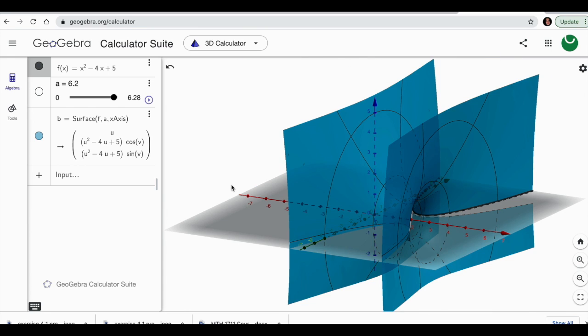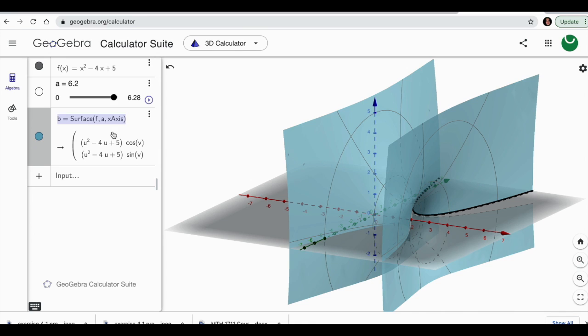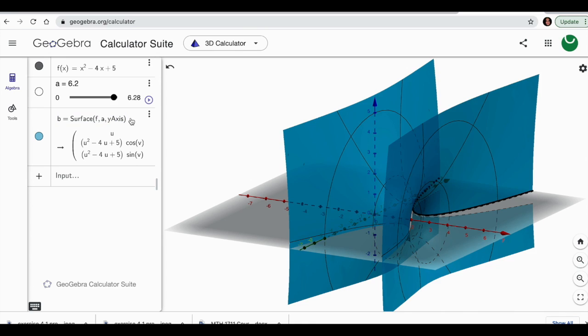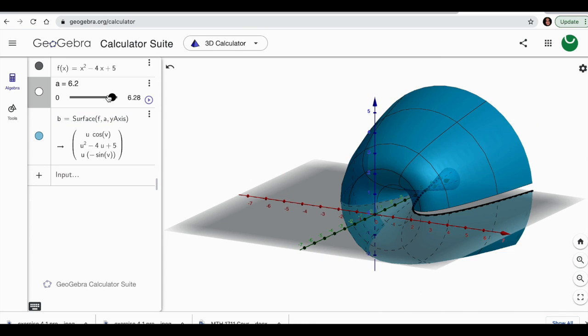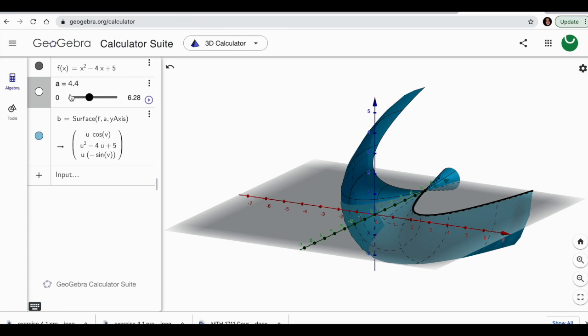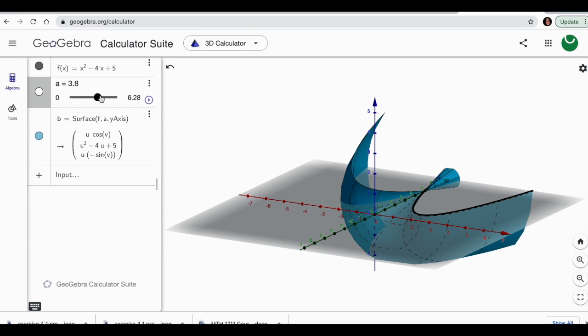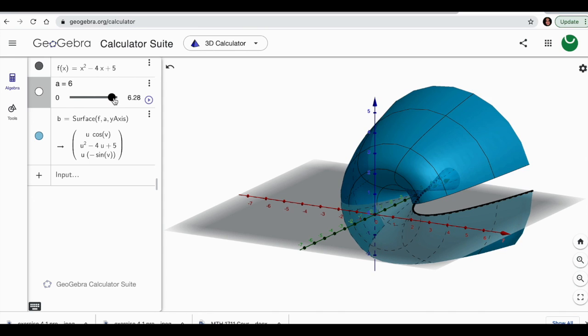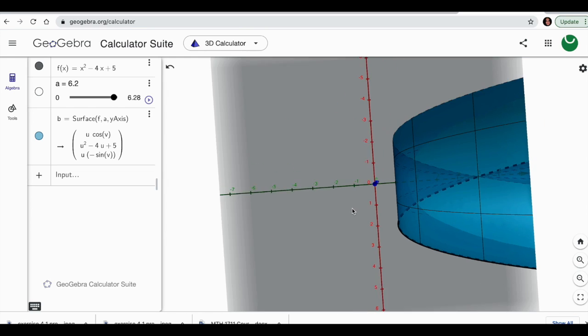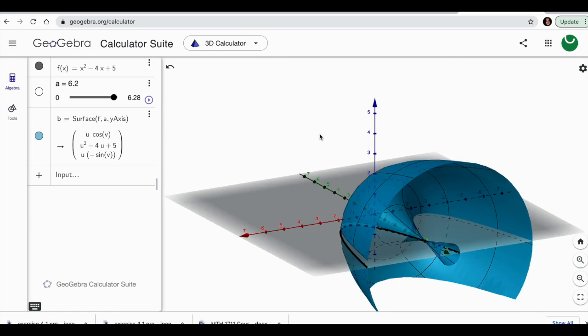Okay, now the other neat thing is if I want to see what this looks like rotated around the y-axis, I can just go up here, edit, and change X to Y, and then hit enter. And then when I use my slider, it's going to rotate it around the y-axis, and I'm going to get a completely different shape. So now it's rotating around the green axis, and I'm going to get what looks like a bowl shape.